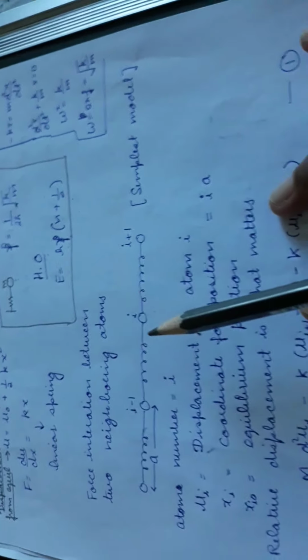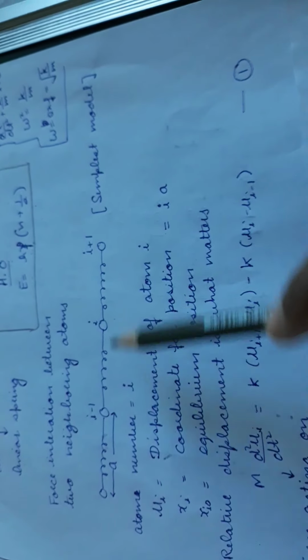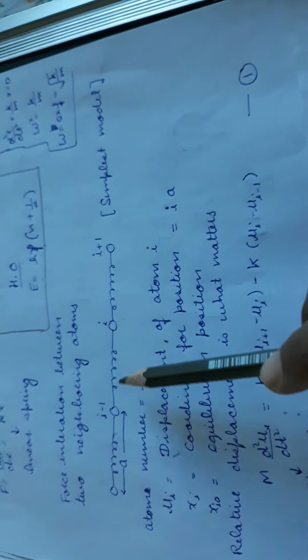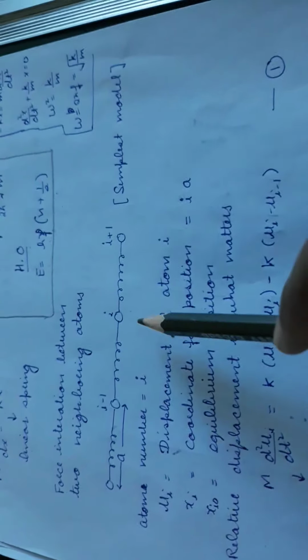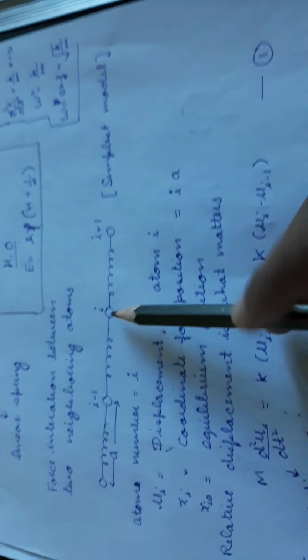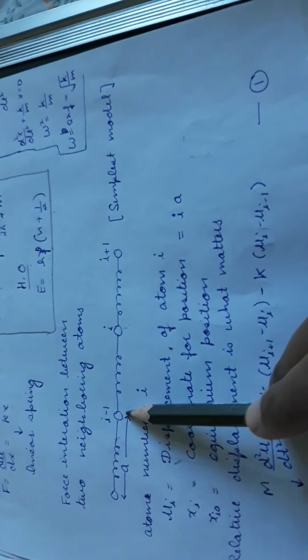So let us assume that we have a linear chain of atoms, and let us talk about this particular atom. They are oscillating, vibrating with respect to each other. Let us find the force acting on atom i due to atom i minus 1 and atom i plus 1. Here i is just a number we are giving to make the problem easier.